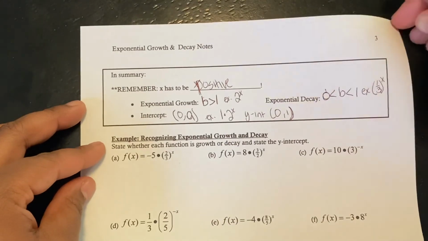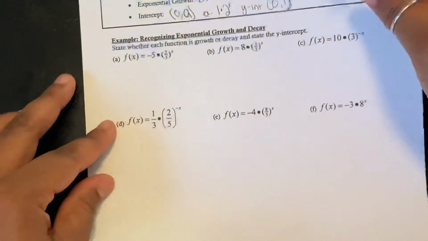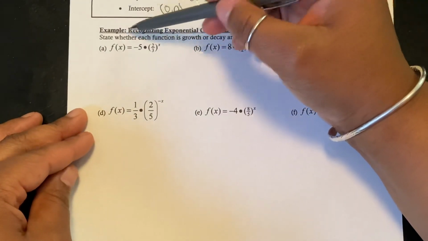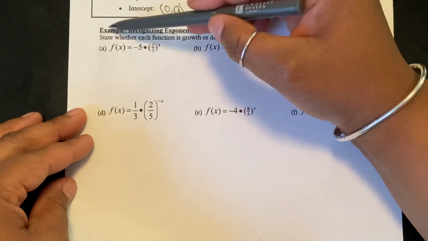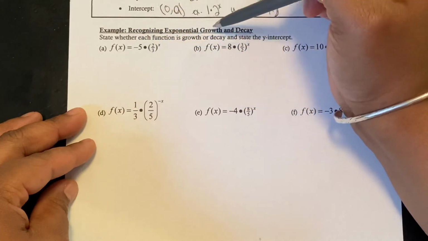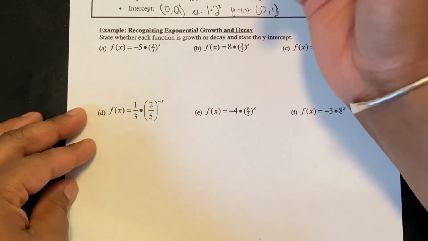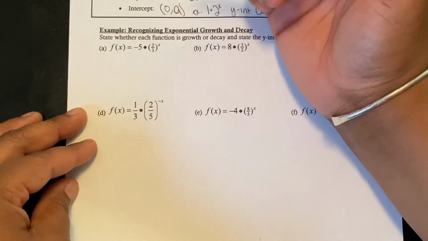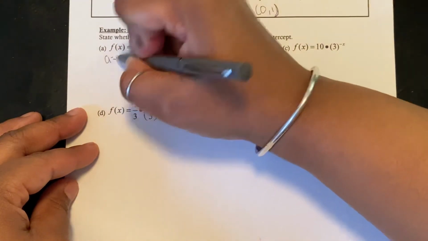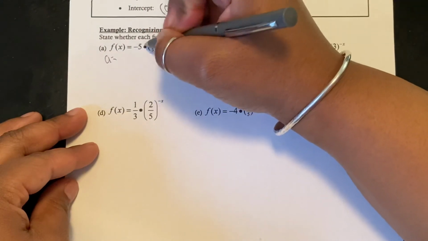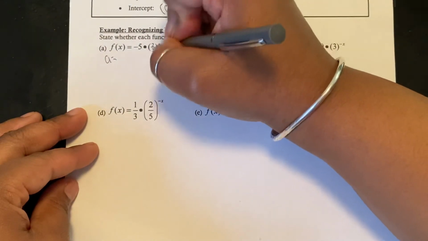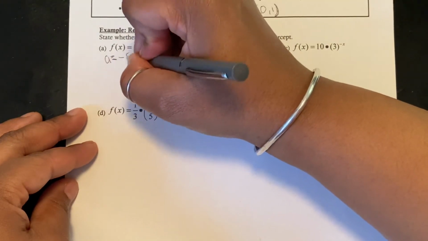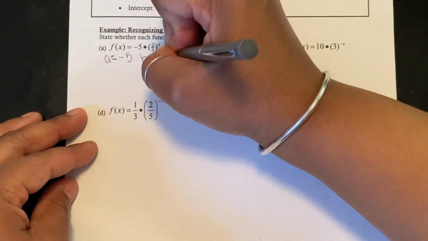All right, now let's try it out. Let's practice. It says recognizing exponential growth and decay. State whether each function is a growth or decay and state the y-intercept. So first, what I always say is I want you to identify your a and your b. So a for this one is -5 because it's a times b to the power of x. b is the only one that has the exponent. So a is -5, b is 2/3.